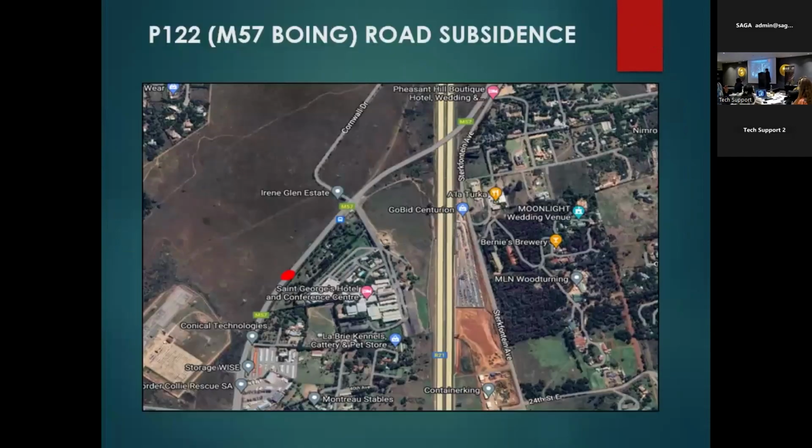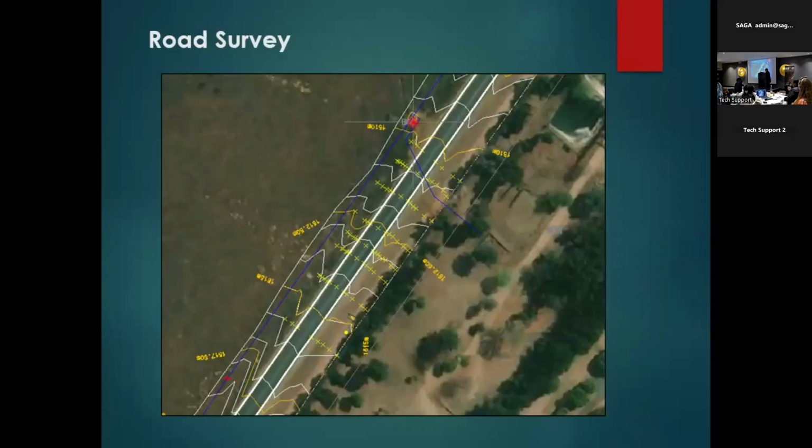Okay, next case study is the M57 Boeing Road. It's just south of Cornwall Hill. Cornwall Hill is known to have a very shallow dolomite bedrock environment. But then also, the engineers, while they were upgrading a road, started noticing the road was subsiding.